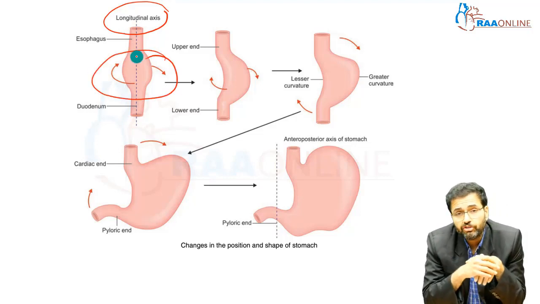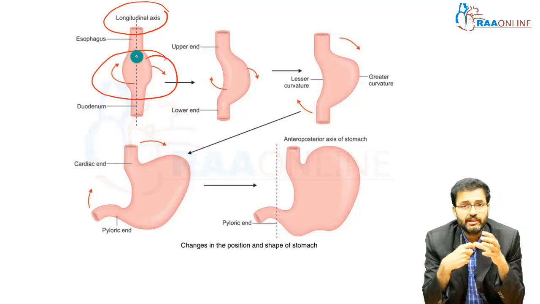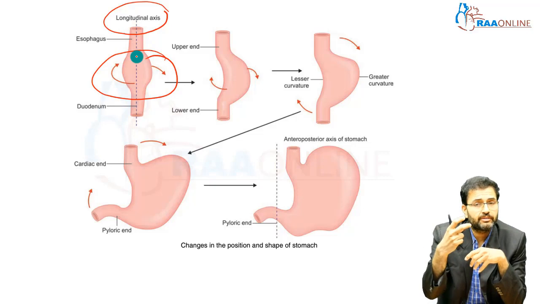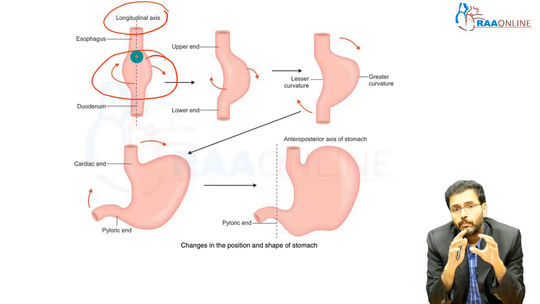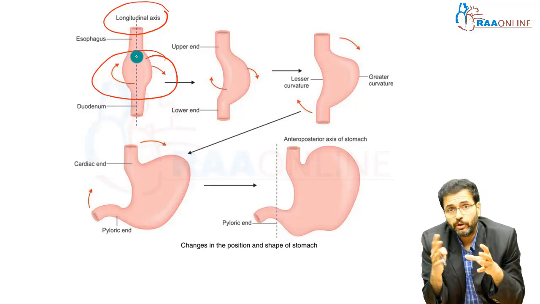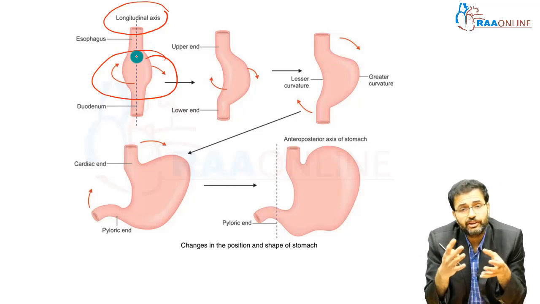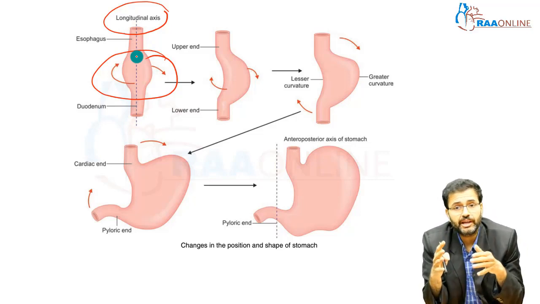The second rotation occurs along a transverse axis, which results in the orientation of the fundus in its normal position as we see in adults. So, because of these two changes that occur in the stomach, along with the process of differential elongation, wherein one wall of the stomach undergoes greater elongation than the other.